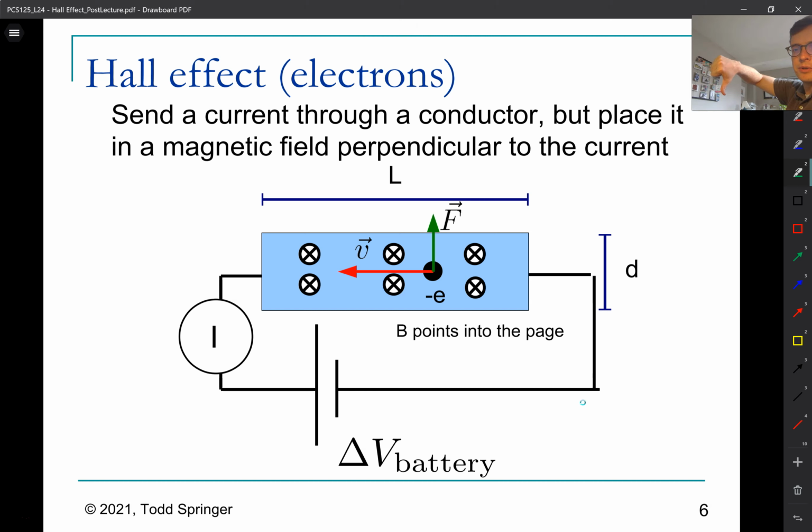But remember, that's the force on a positive charge. If it's a negative charge, an electron in this case, I have to flip it by 180 degrees. Don't forget to flip it over 180 degrees if you have a negative charge. That force is upward, so that electron would get deflected upwards because of the magnetic field.